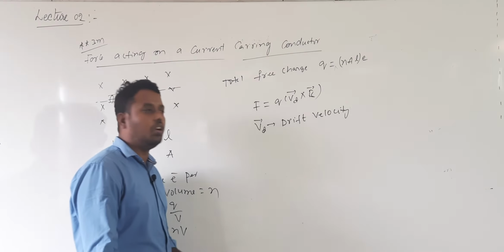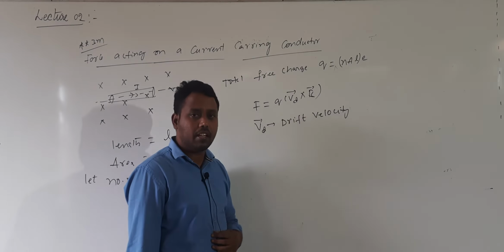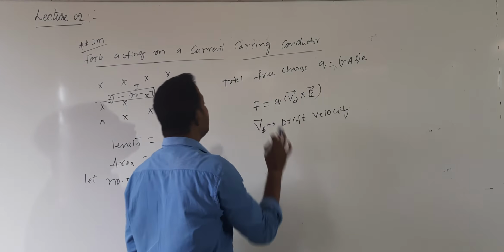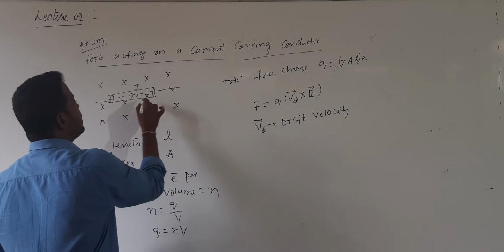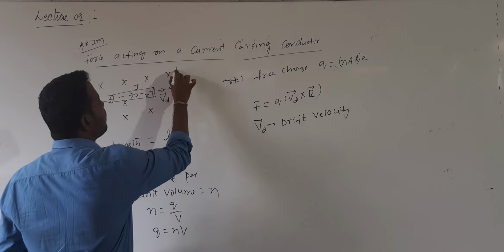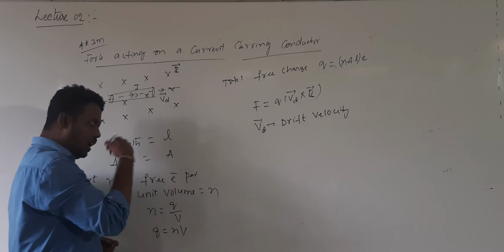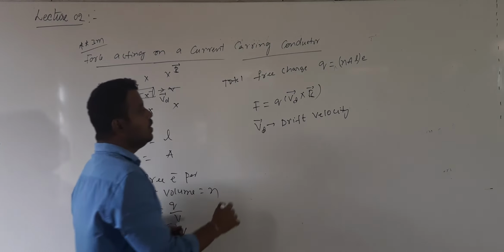But for current to flow, what is needed? Velocity is needed. Which velocity? Drift velocity. Here the drift velocity VD bar and B bar are both perpendicular. Correct? Otherwise keep it like this only. So then what will I get?